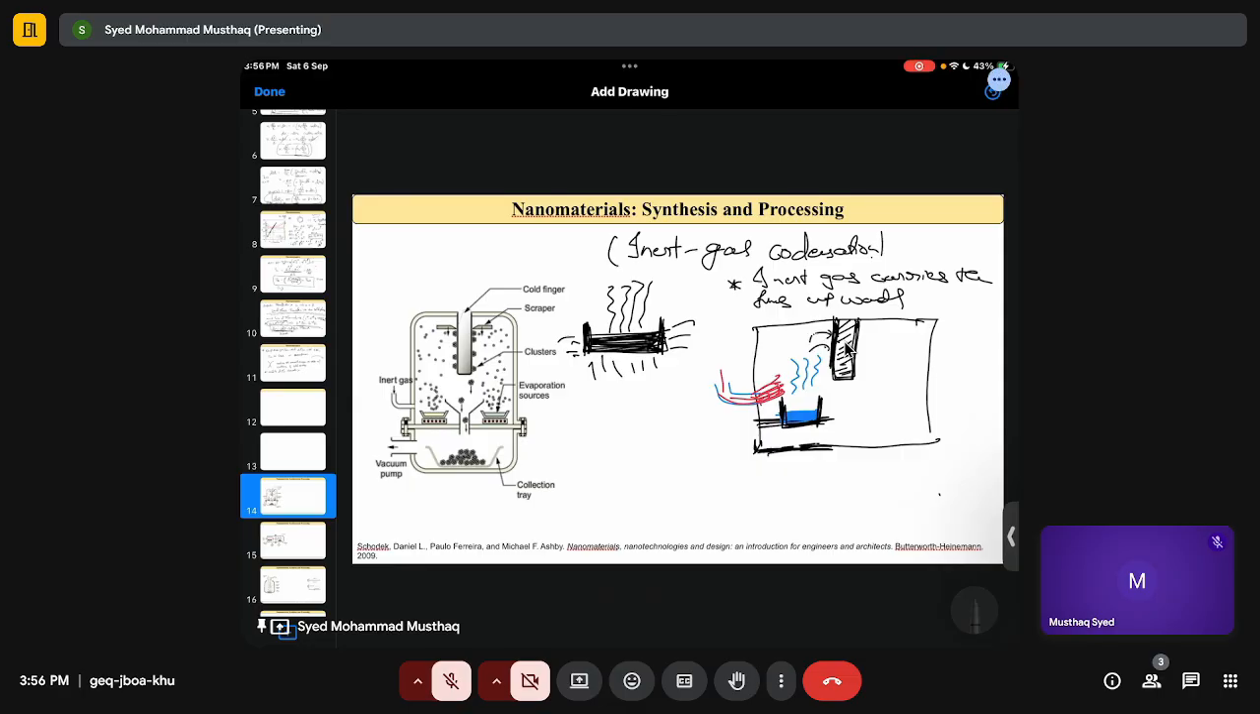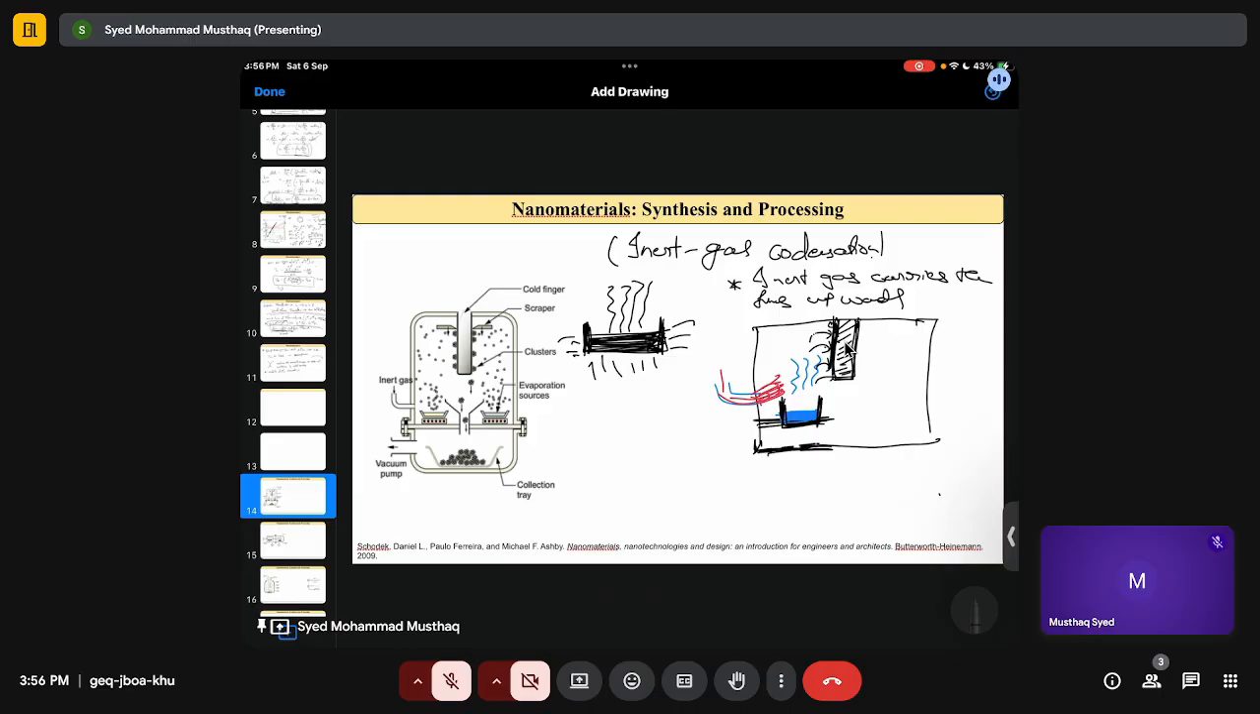Why? Because here it was heated. Whenever the fumes go upwards, the temperature drops because of this cold finger. Once they come near the cold finger, because the temperature is very low, they condense and form solids. These solids can be scraped off after the experiment, and if you do the characterization technique, you find these particles are nanoparticles.